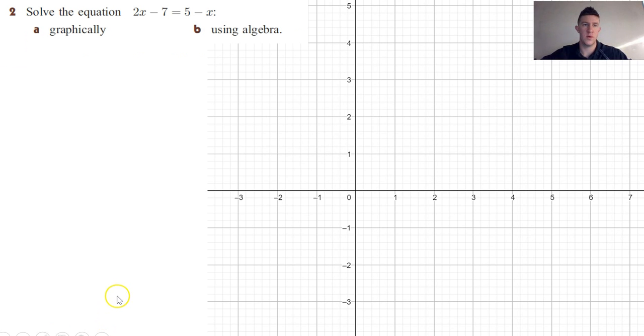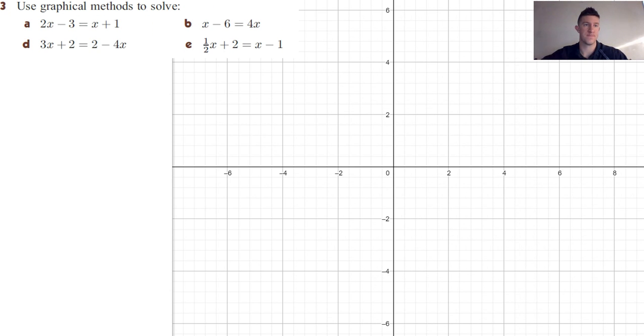In this example, we're doing the same thing. I've got the equation 2x minus 7 equals 5 minus x, and they want you to solve the equation graphically, which means to graph both halves, and also using algebra, so you can rearrange this to find out what x is. So that is the next question for you to do. Pause here and have a go at it.